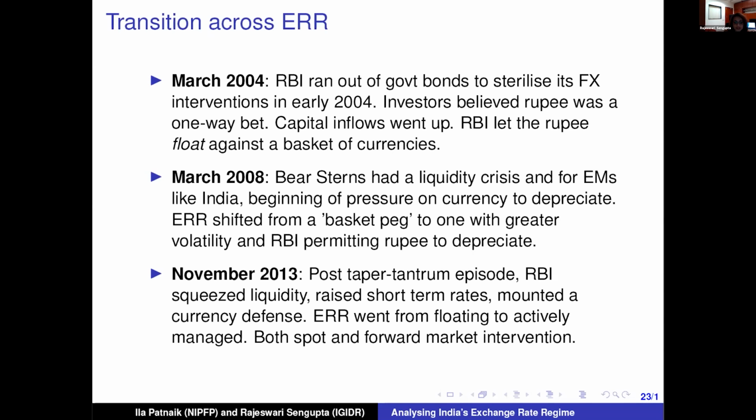And then we come to November 2013, which was basically the taper tantrum episode, which started in May 2013 because of the QE taper announcement by Ben Bernanke. There was a big depreciation pressure on the rupee. The RBI squeezed liquidity, and short-term rates went up by more than 400 basis points. There was a very active currency defense, and the ERR went from being a floating regime in the preceding period to an actively managed one. And as I was just saying, there was both spot and forward market intervention during this last period that we see.